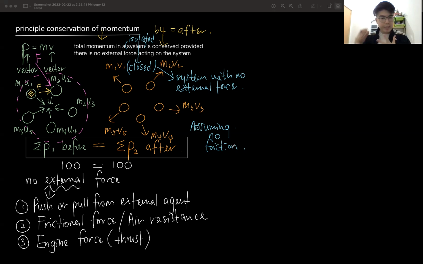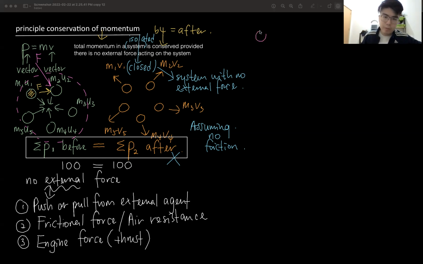But just to give you an idea, if an external force is there, then this is no longer true. This will not be equal to this one if there is an external force. What you learned in the last lesson: when you have a force acting on an object, what happens to the momentum of the object? The object is initially at rest. I push it, now it is moving. So momentum was zero, now it has extra momentum. I applied a force on it. So whenever I apply a force, I'm increasing the momentum. So if you have an external force acting on the system, you will increase the momentum of the system.